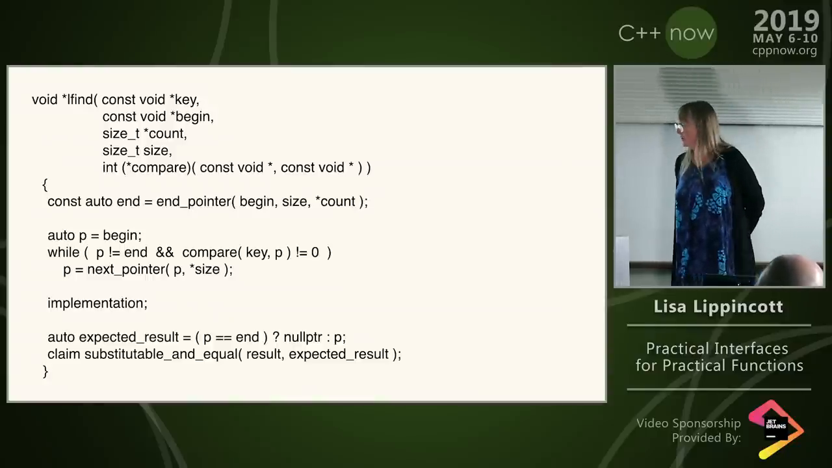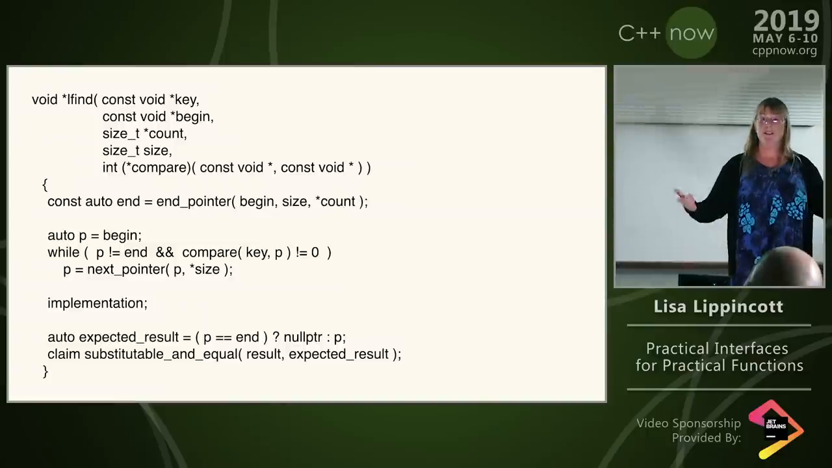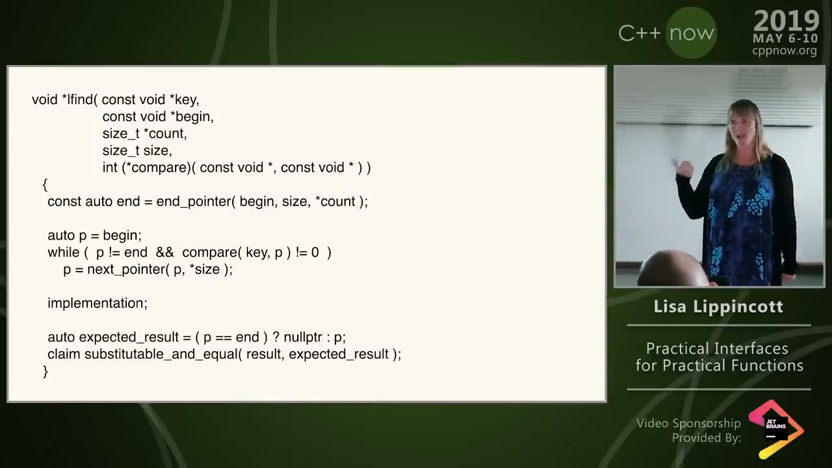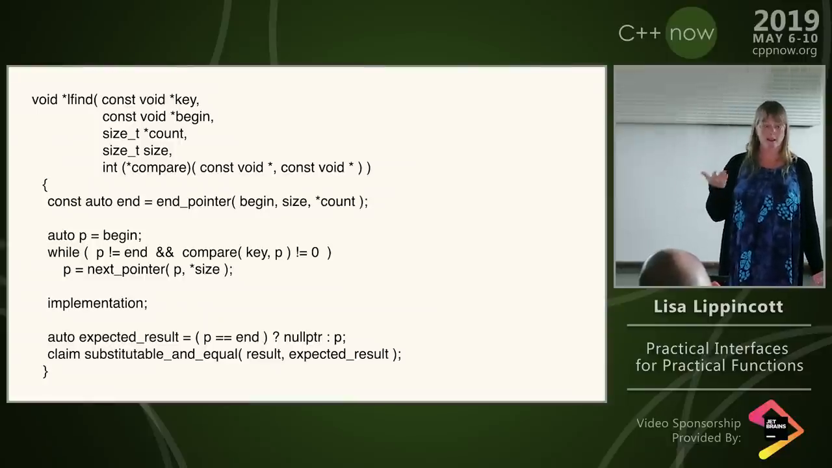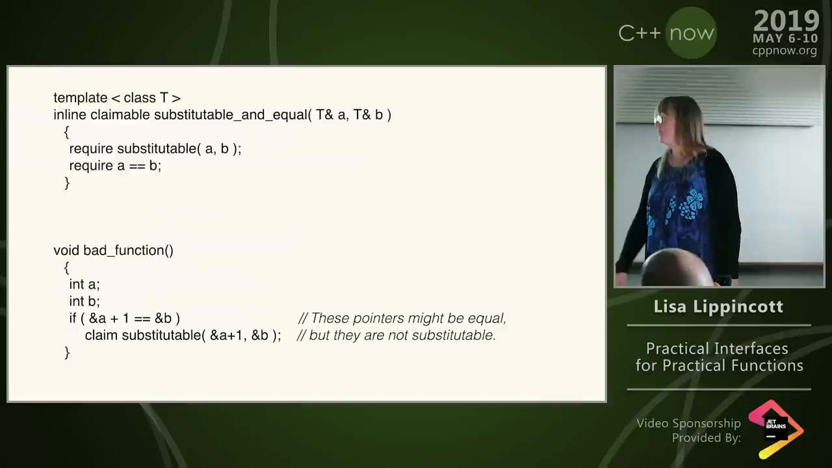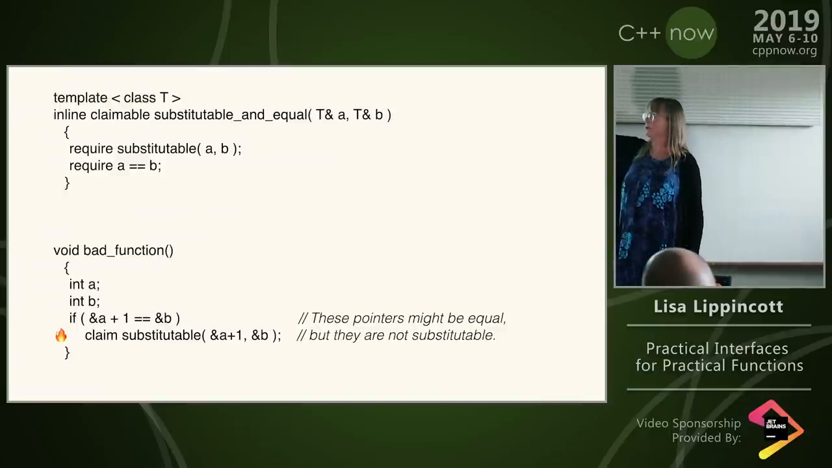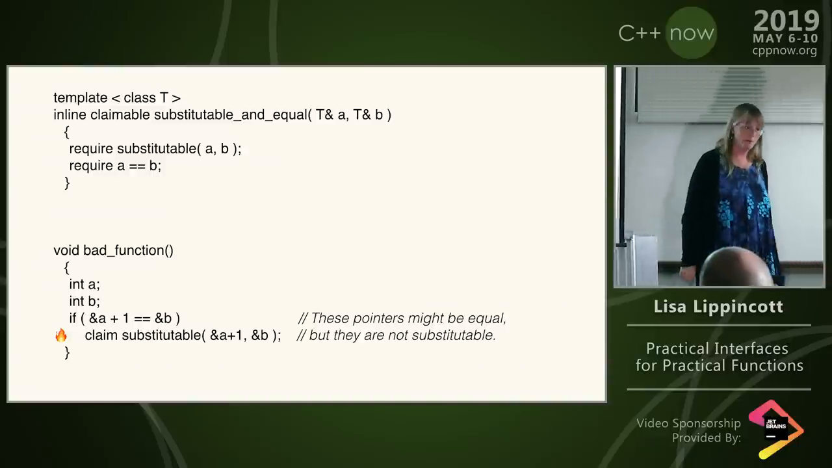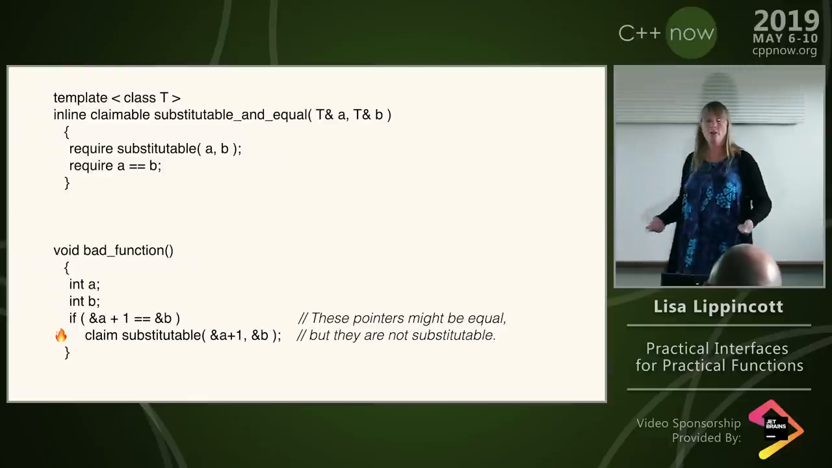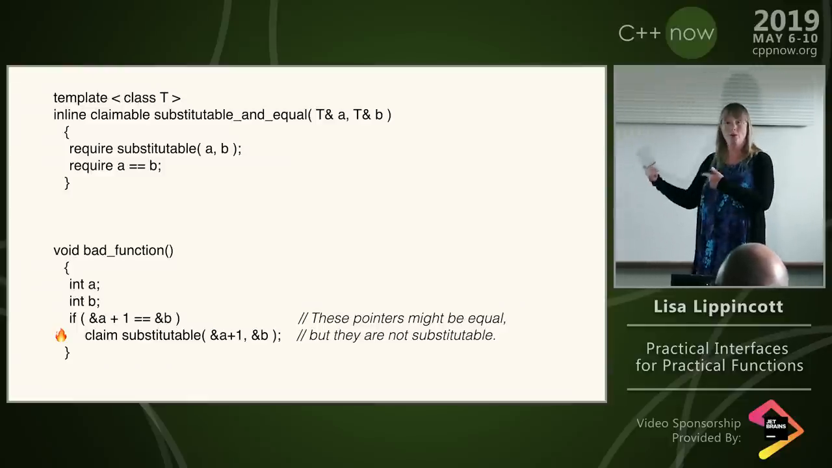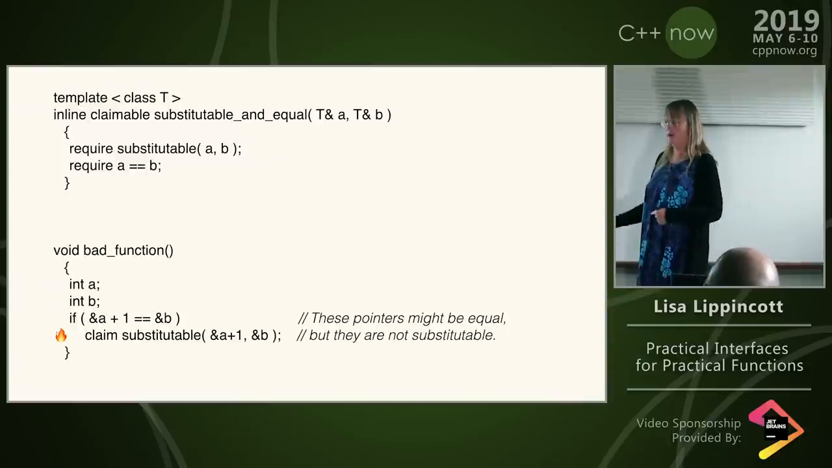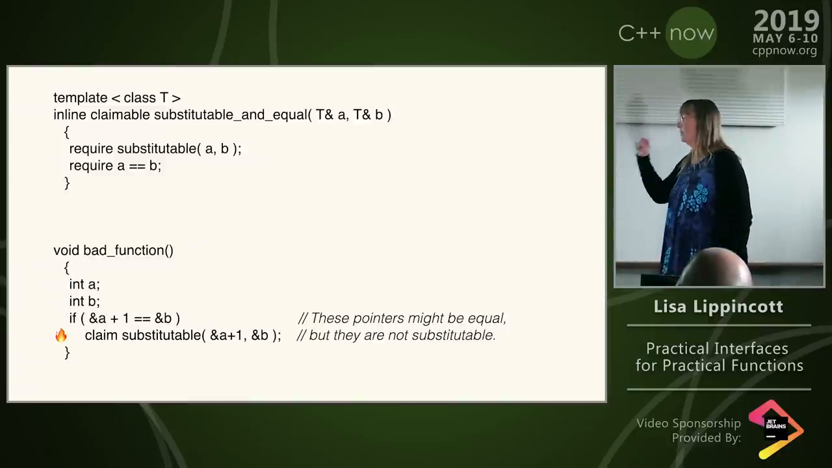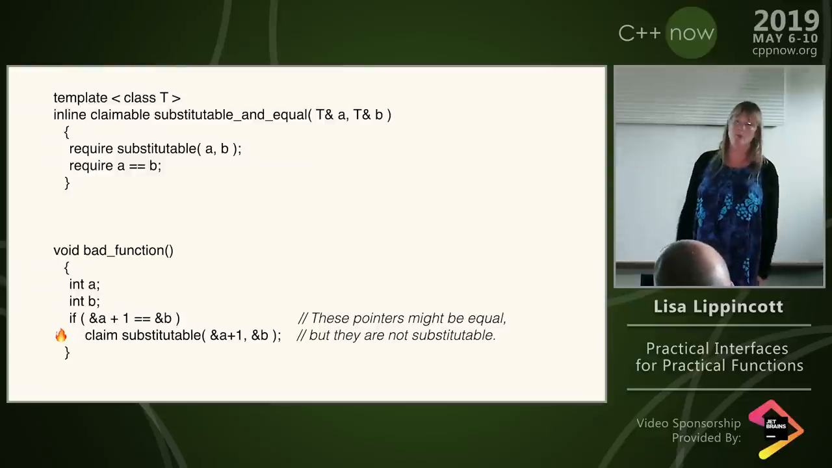And then we have this annoying thing, substitutable and equal. What is substitutable and equal? It's claiming that the result and the expected result are both equal and substitutable for one another. You might think those would be the same thing, but for pointers, they're not. For pointers, equality does not imply substitutability. You can have two pointers that are equal that you can't use in place of each other because they point to different data structures. Or one is an end pointer when this happens.